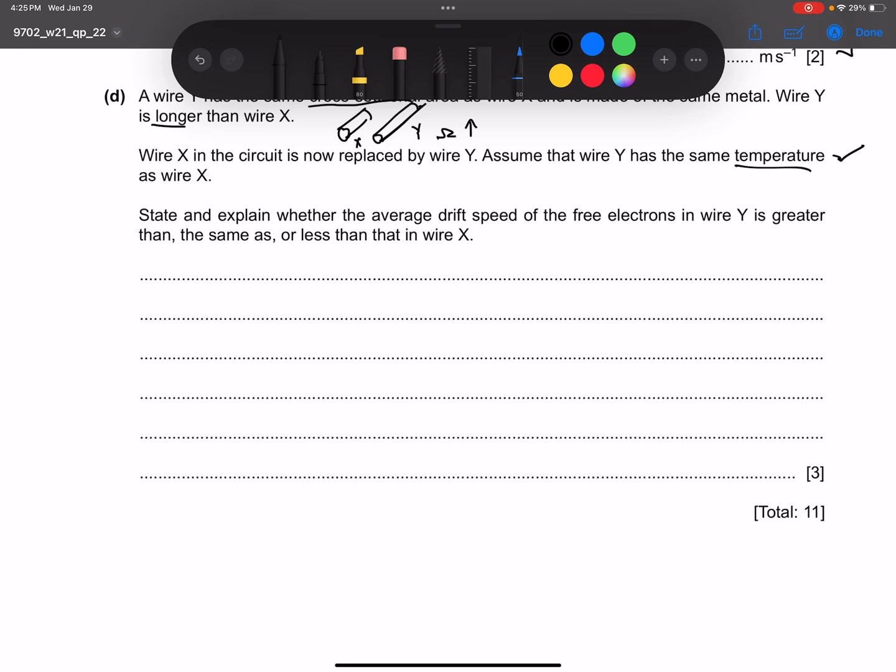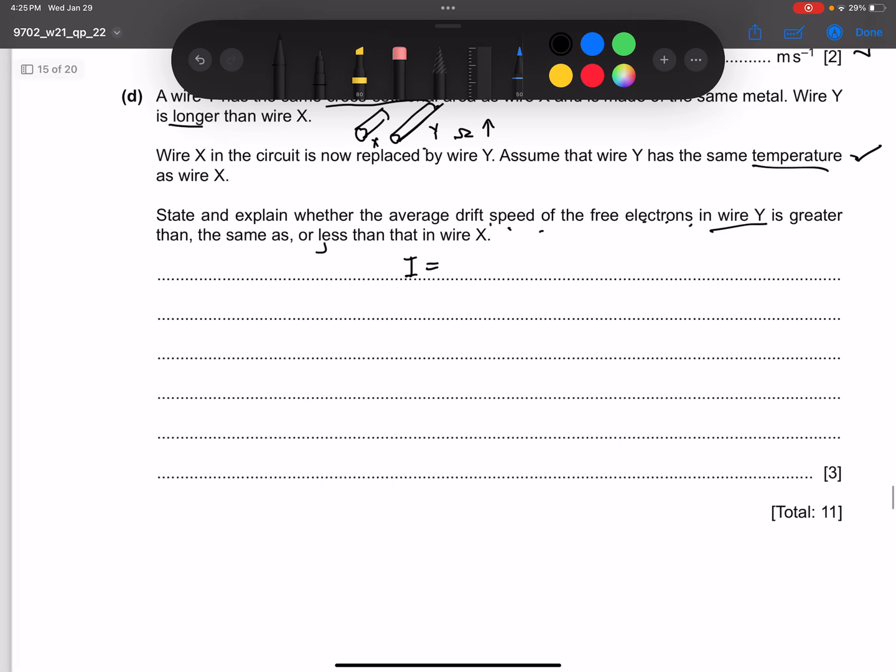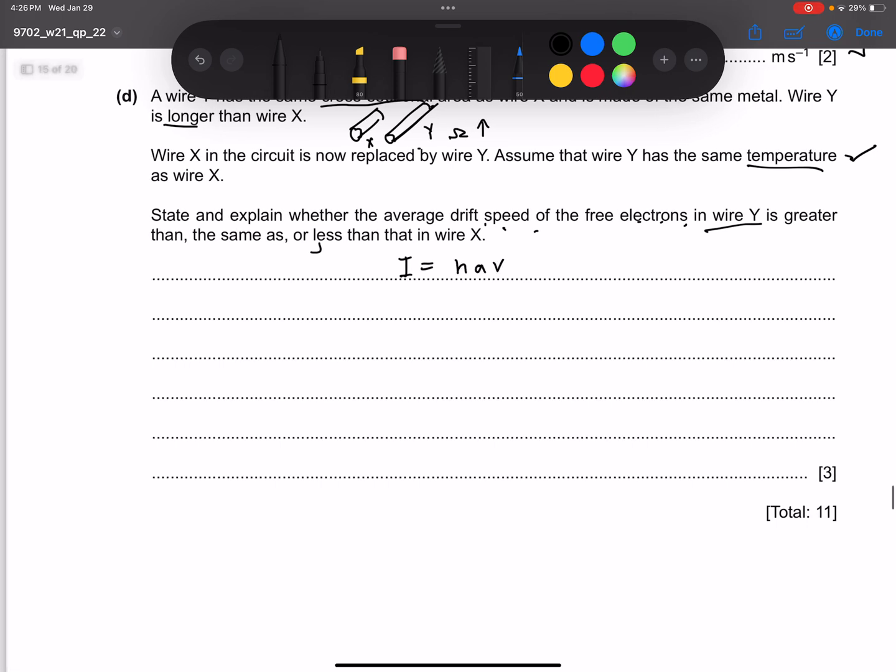You need to establish this very clearly so you can move on to the next step and deduce what they want you to deduce. State and explain whether the average drift speed of the free electrons in wire Y is greater than, less than, or the same as wire X. So we have to compare the average drift speed relative to X. So formula, I equals NAVQ.